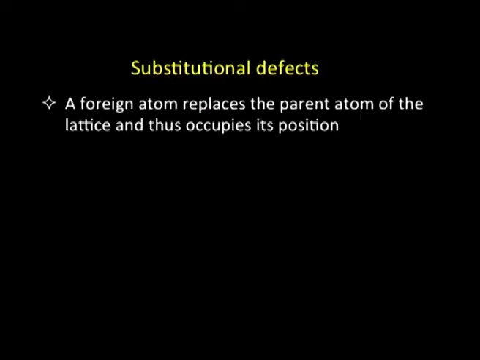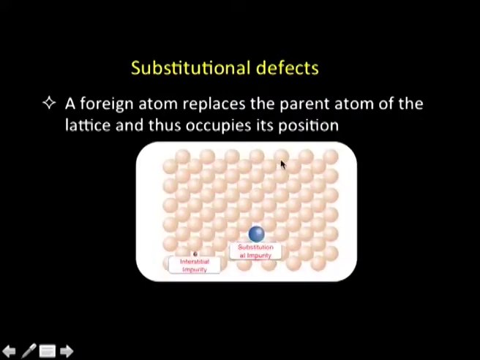Going further, there is another kind of defect we can think of, what we just mentioned earlier too, called substitutional defects. That means defects which are introduced by substituting something from outside into the lattice, that is, a foreign atom replaces the parent atom of the lattice and thus occupies its position. You can have a situation of this kind. That means we had a lattice wherein a given foreign atom has come and has replaced the given atom of the lattice. This is called a substitutional defect or an impurity.